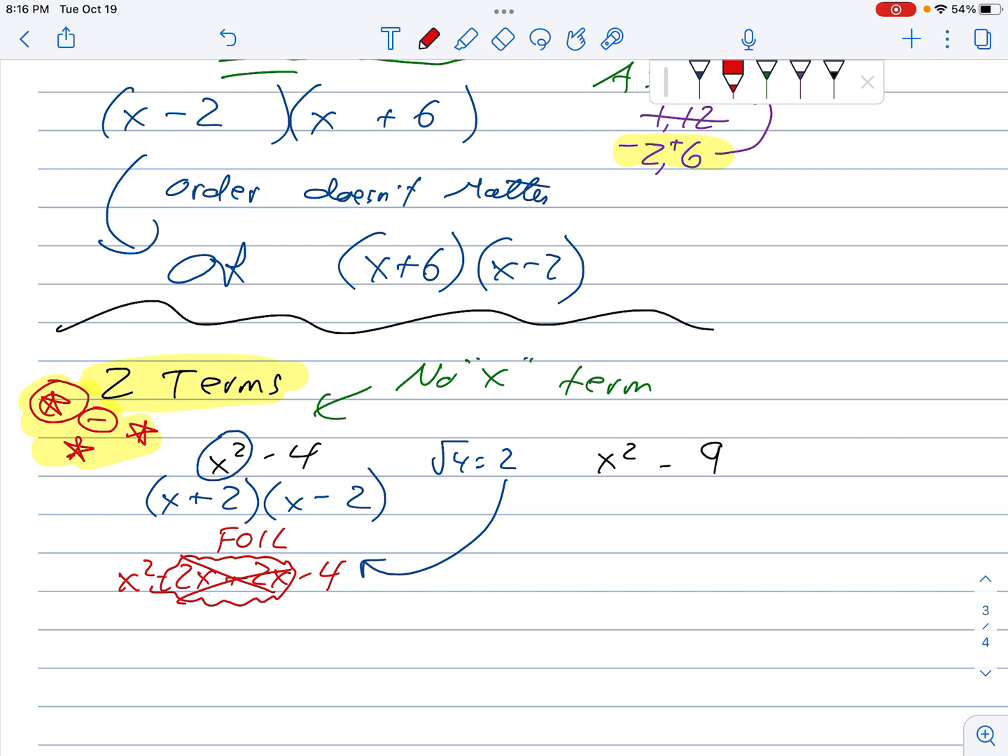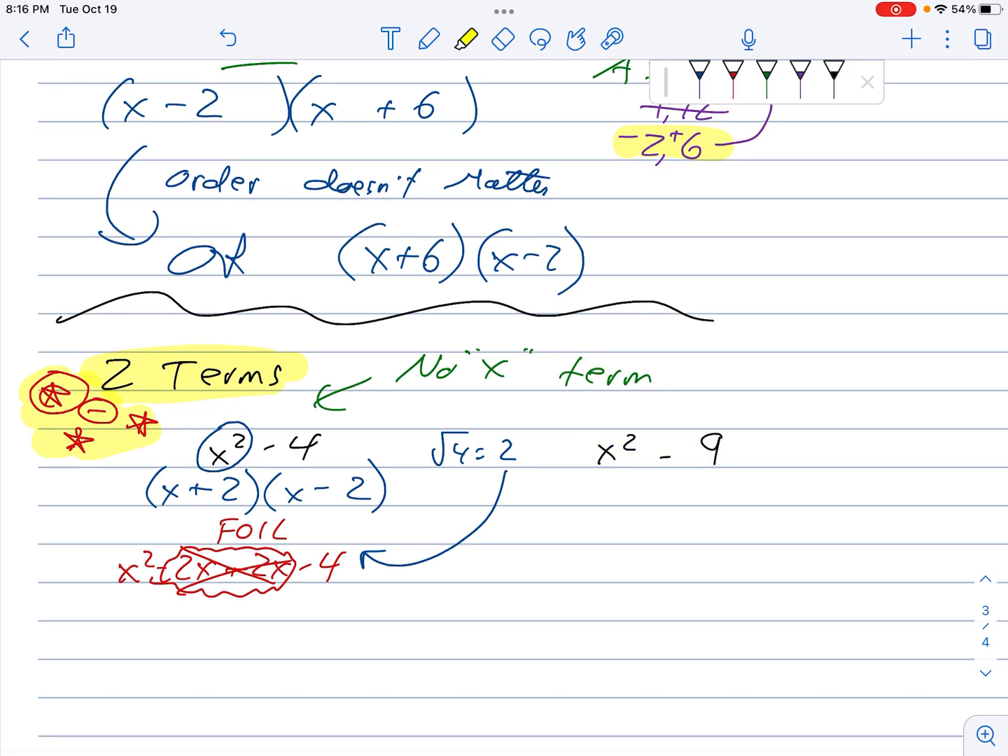So it's actually a very simple method. All I'm looking at is: is it two terms? 1, 2. Yes, it is. Is it a minus sign? Yes, it is. That means I'm guaranteed to be able to write x and x. What's the square root of 9? 3. One's plus, one's minus. Doesn't matter which one's plus or which one's minus.